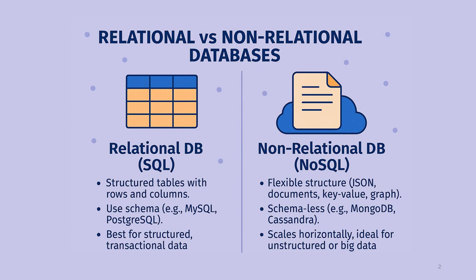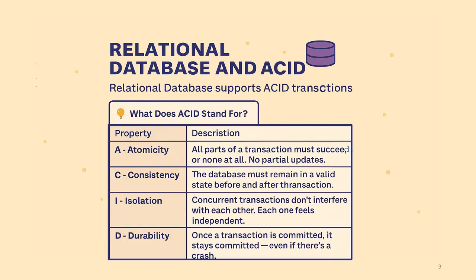And now that you know the difference between relational databases, SQL, and non-relational databases, NoSQL, you have seen how SQL databases use structured tables and schemas and why they are perfect for transactional systems like banking, e-commerce, or finance. How do SQL databases make sure those transactions are done correctly, even if something goes wrong midway? The answer lies in something called ACID properties. And now let's explore them together.